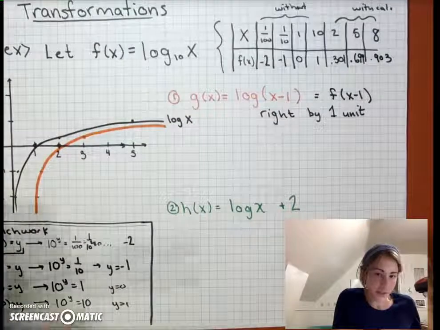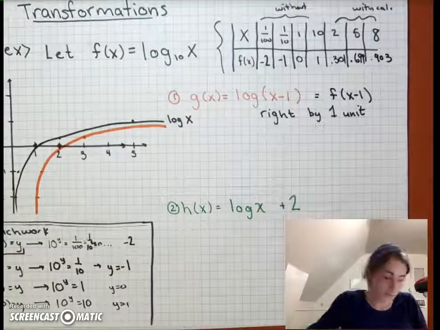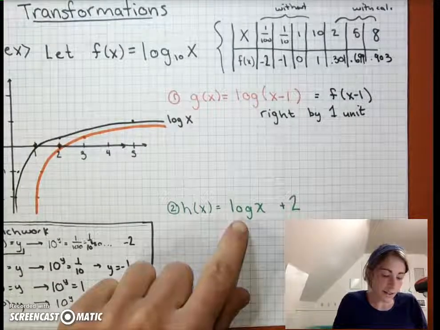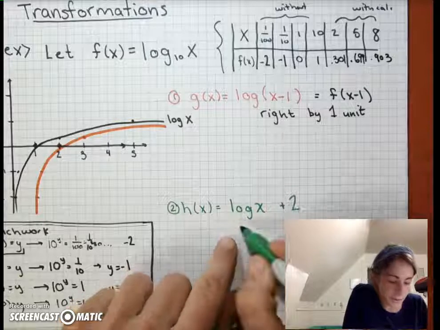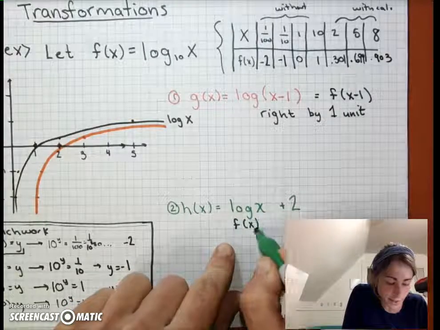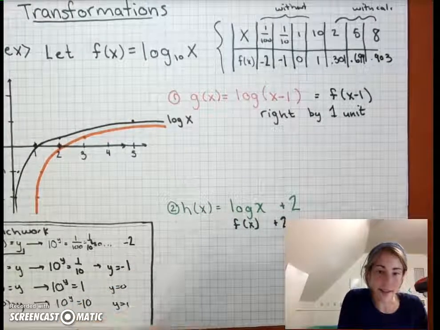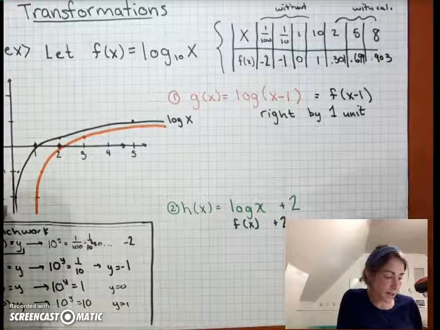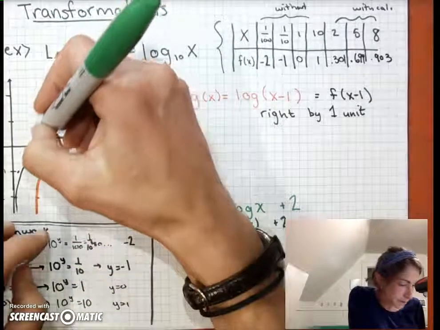I can use this transformation as well. So if my original function was log of x, and then I add 2 to it, h of x is the same as f of x plus a 2 added on to the end. So I just take each of my original points and shift them up by 2.